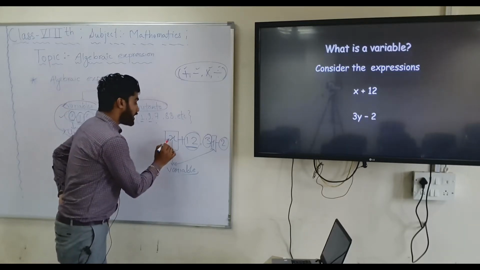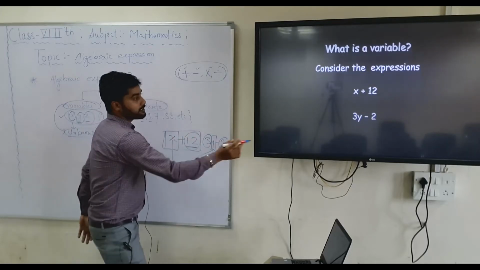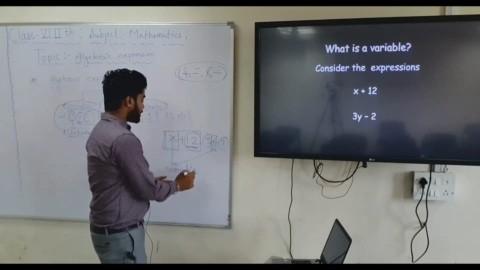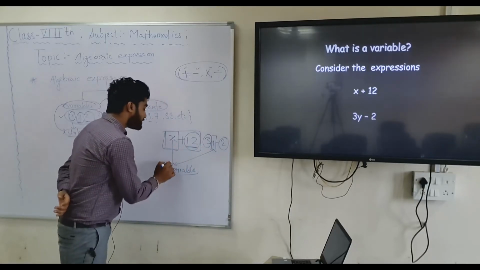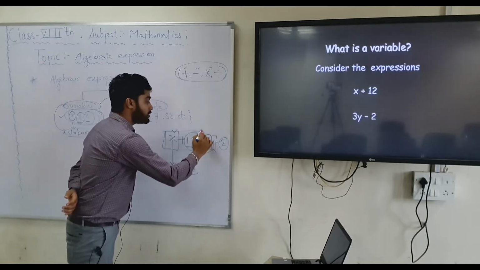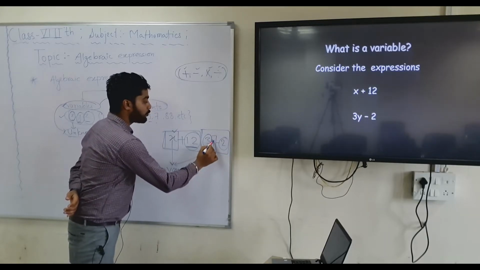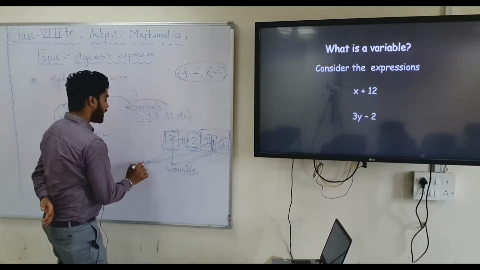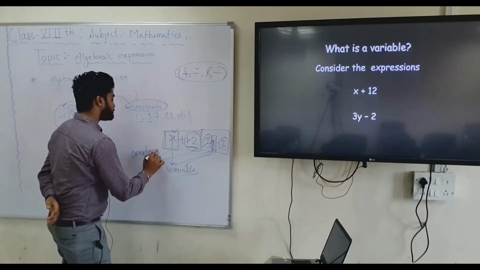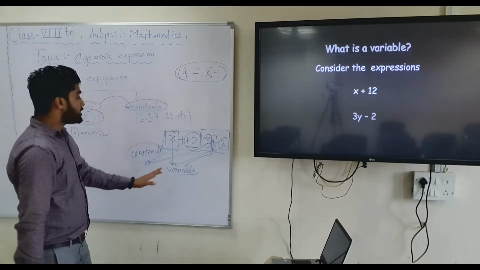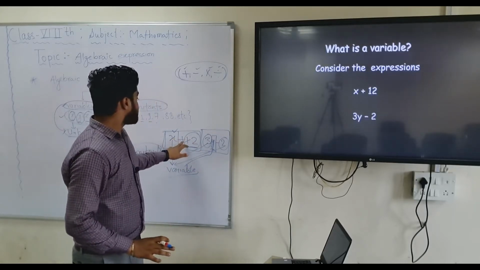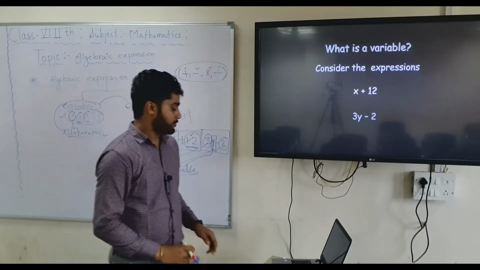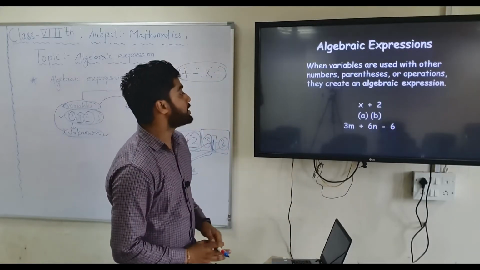So suppose x plus 12 is an expression. You can see here x plus 12 and 3y minus 2. These are two expressions where x is a variable in the first expression, and in the second expression you can clearly see that y is a variable, and 12, 3 and 2 are constants. So in x plus 12, one term is a variable term and the second term is a constant term.